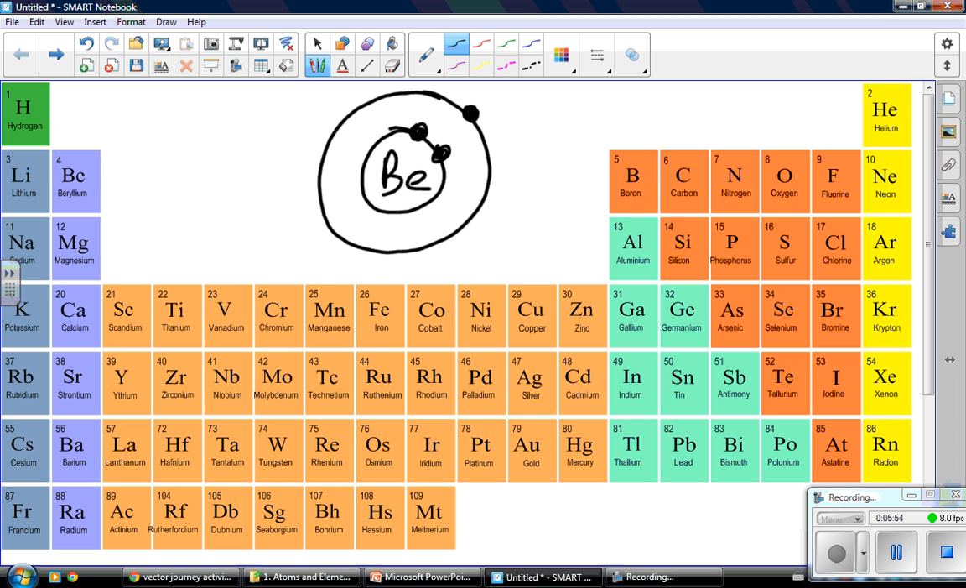I'm going to put 1 on there. Can I put another shell out? No. It's not full yet, so I've got to keep adding to this one. So beryllium's got 4 electrons total. How many valence electrons does beryllium have? 2. All right.